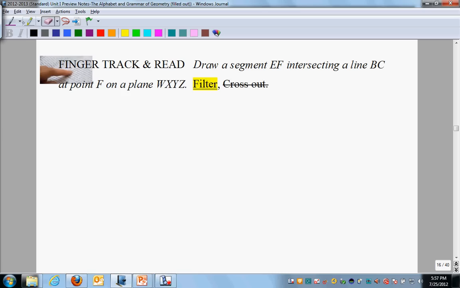Now we're going to filter. Either highlight or underline the key words. We have a segment EF. It intersects another line BC at a point F on plane WXYZ. Let's take this one step at a time.